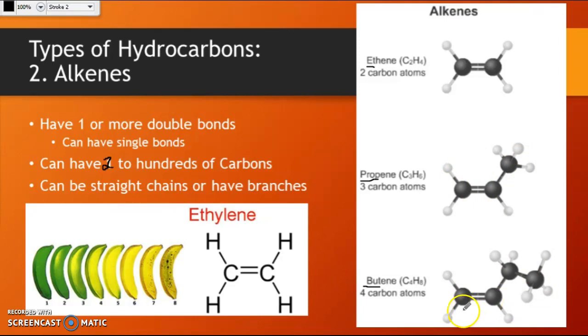And as you can see here, this butene and propene each have the double bond, but they also have at least 1 single bond. And again, it can be straight chains or it can be branches. So again, this carbon right here, we could have put it off here to make a branch.